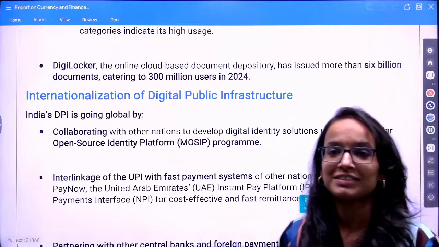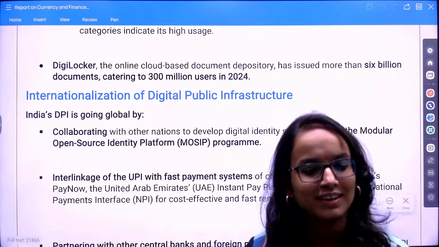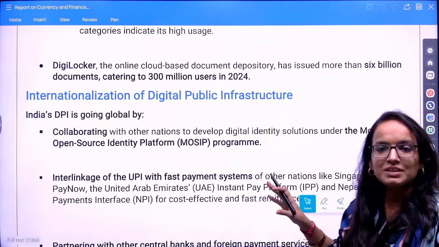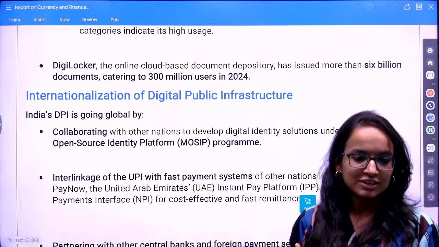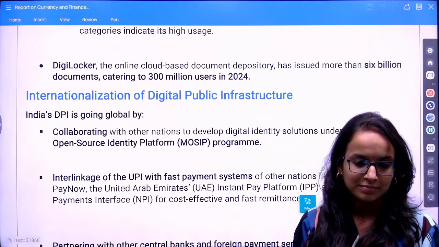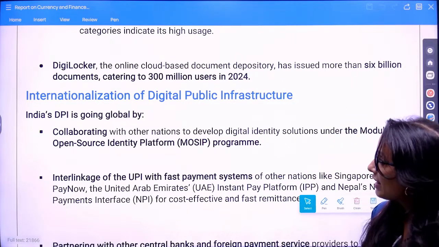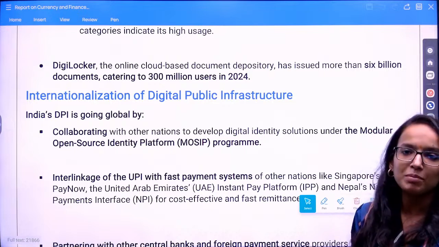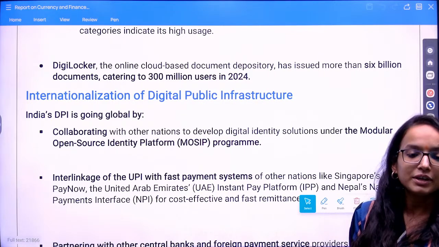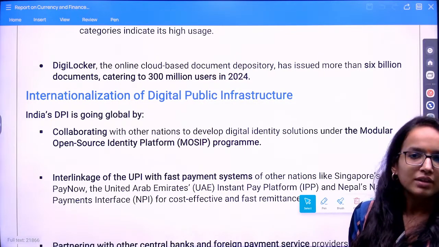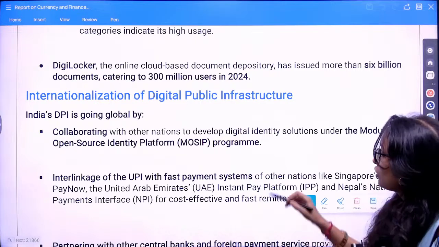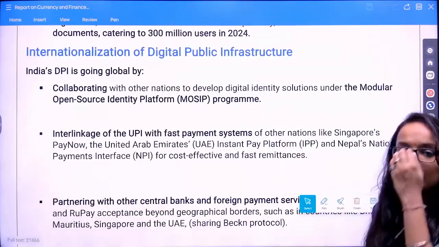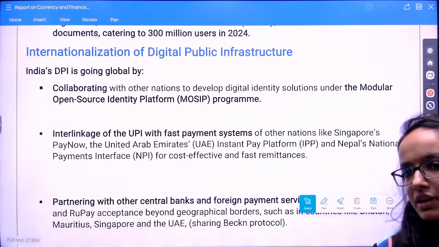The data regarding digital public infrastructure. Okay. Now, so this was regarding India's experience or India's achievements in digital public infrastructure. Now, moving ahead, internationalization of digital public infrastructure. It is not only limited to India. UPI is expanding across borders and all these things. So, what does the report say regarding internationalization of this thing?